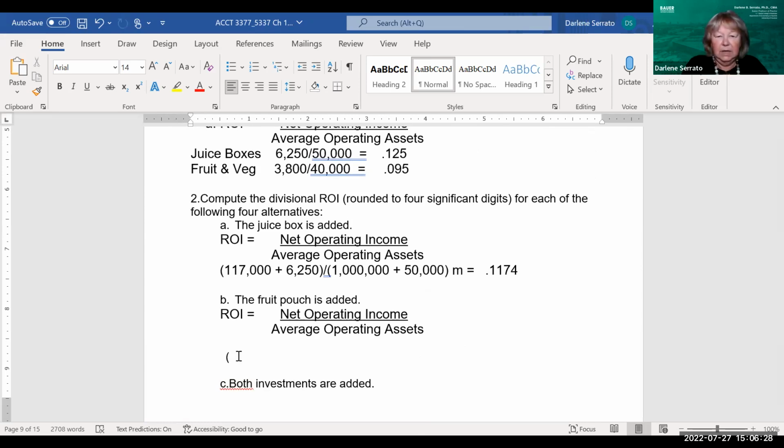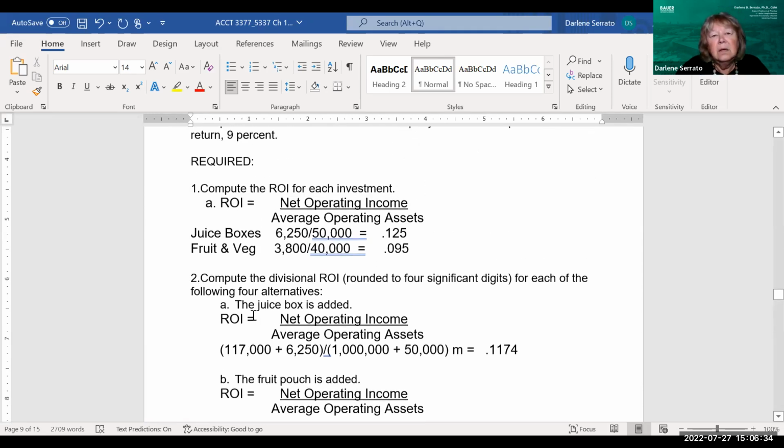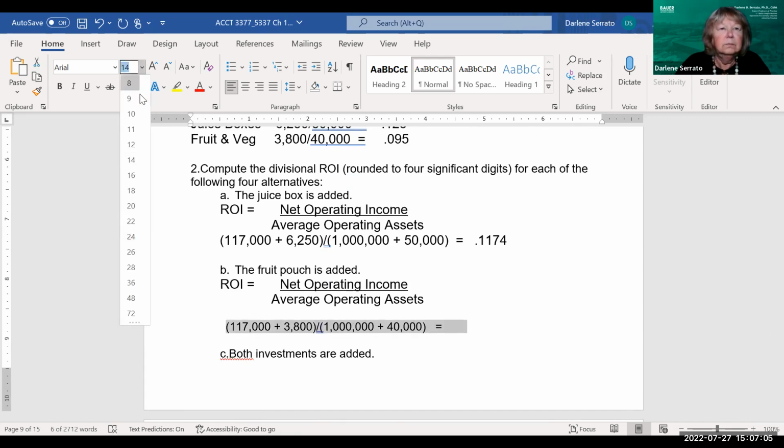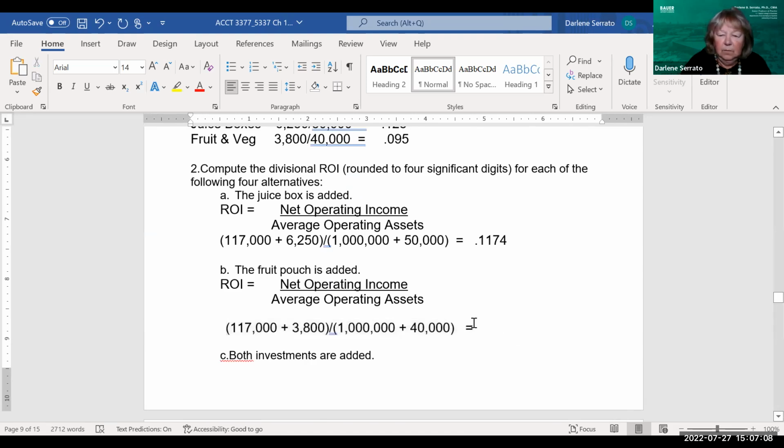So again, I'm going to take the 117,000 plus the fruit pouch was 3,800 divided by the 1 million plus the 40,000 investment. And that's going to give me 0.1162.